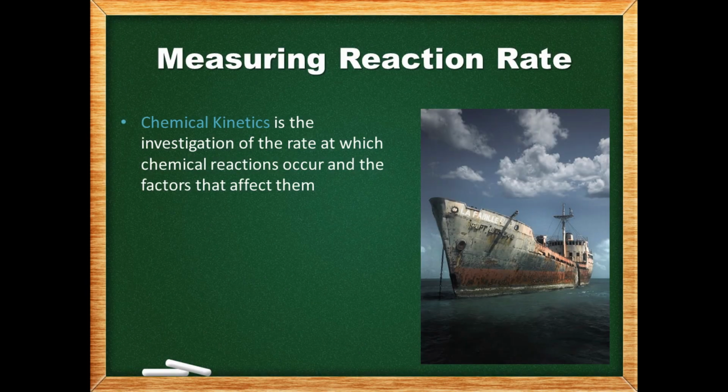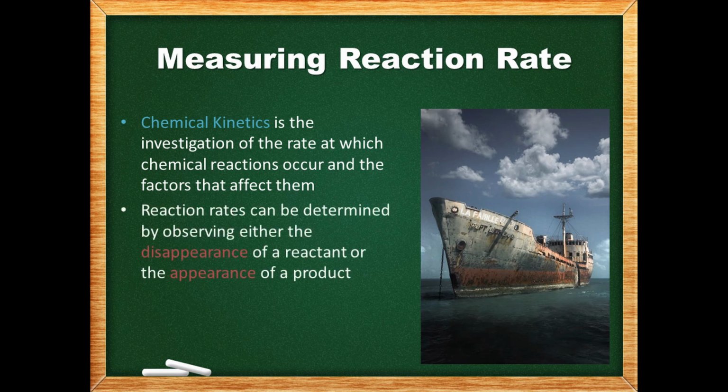Chemical kinetics is the investigation of the rate at which chemical reactions occur and the factors that affect them. If you consider familiar reactions such as the explosion of a firecracker or the rusting of a ship, it is clear that chemical reactions occur at a wide variety of rates.